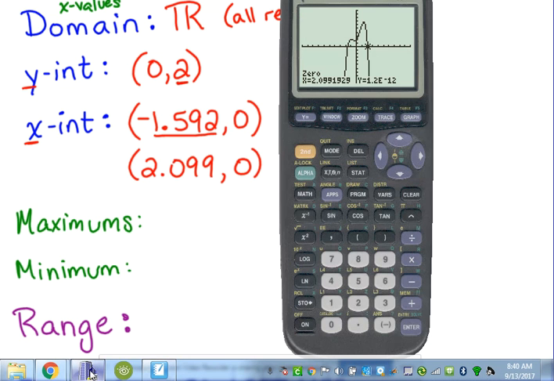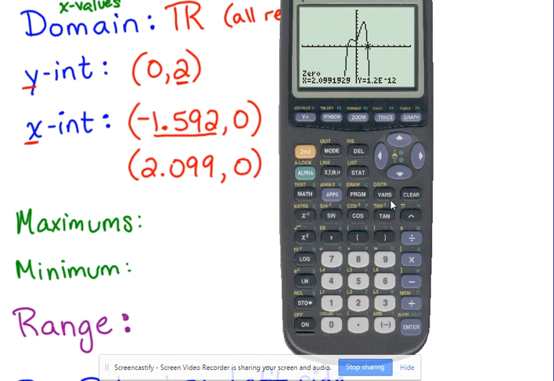Okay, so let's keep going. Let's find the extrema. We have how many maximums on this one? How many maximums? 2. How many minimums?